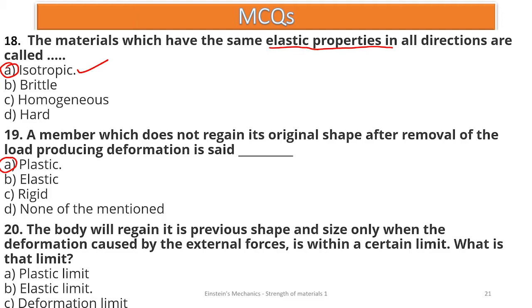Alright, so 20. The body will regain its previous shape and size only when the deformation caused by the external force is within a certain limit. And what limit is that? We are saying some bodies regain their position, they are called elastic. Some do not regain their position, they are called plastic. So in what limit will it gain its original position? And it's supposed to be in the elastic limit because we say it is elastic, right? So it is B.